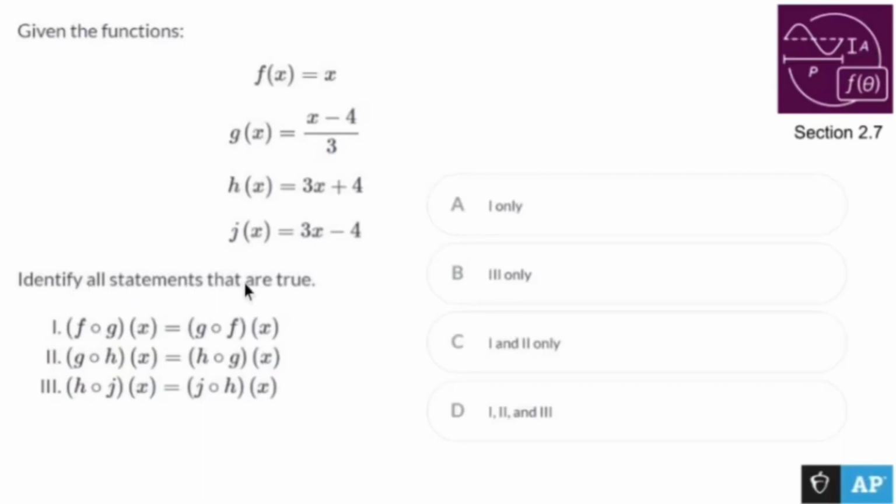Identify all statements that are true. All right, f of g of x. Let's find f of g of x. This is going to take us a minute. F of g of x means I take f, and for every x that I have, replace it with g. So just take that x and write out g. Okay, I can handle that.